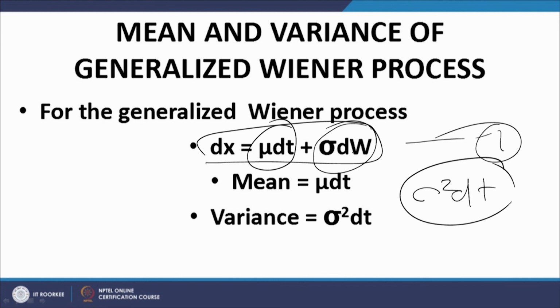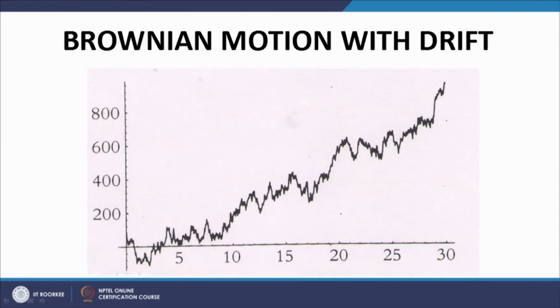So, let me repeat, the mean of generalized Brownian motion which is given by equation number 1 is mu dt, and the variance of this motion is given by sigma square dt. This is an illustration of Brownian motion which has a drift component in it. You can see the upward trend clearly manifest in this diagram, and you can also see the stochastic or random vibrations that are occurring around that upward trend line.